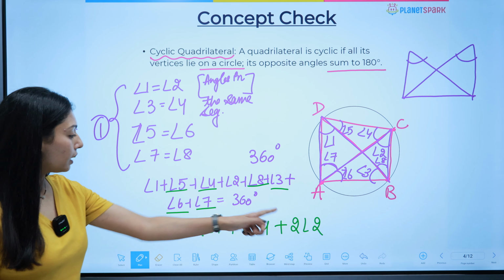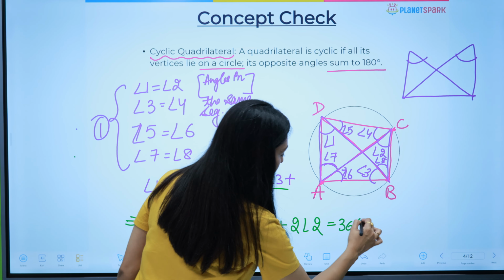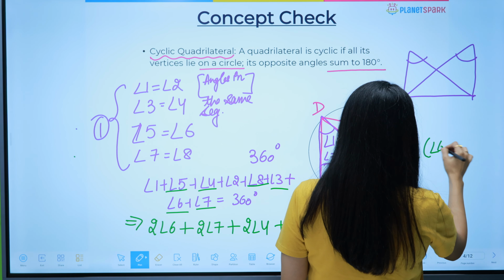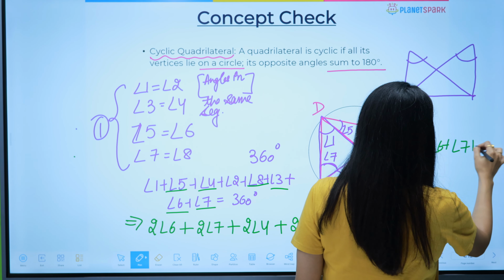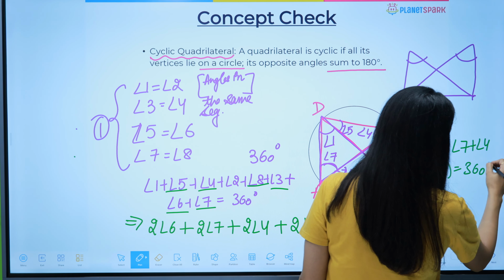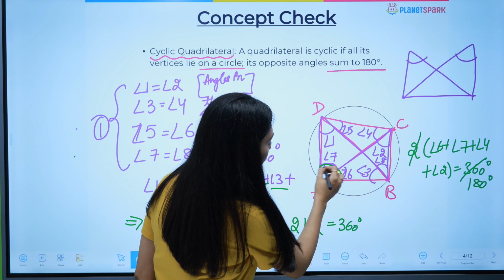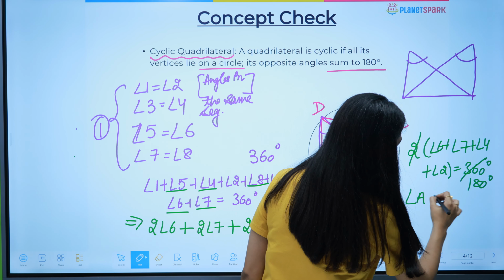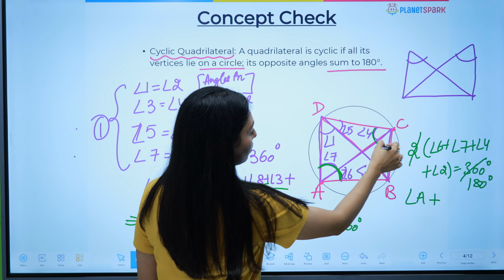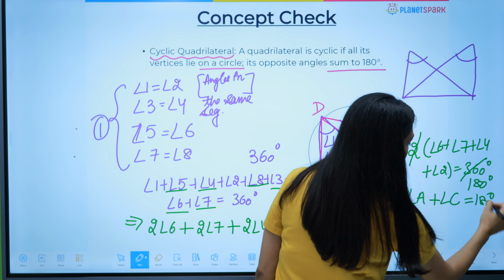Right, everybody. Now I can take 2 common, right hand side remains the same, that is 360 degrees. So I have here, let me write, 2 times angle 6 plus angle 7 plus angle 4 plus angle 2. That gives me 360 degrees, right? The 2 gets cancelled out, on the other side we have 180 degrees. Now, look carefully. Angle 6 plus 7, if we add both we are getting angle A. Then, plus angle 4 plus 2, if we add both we are getting angle C, that is equal to 180.